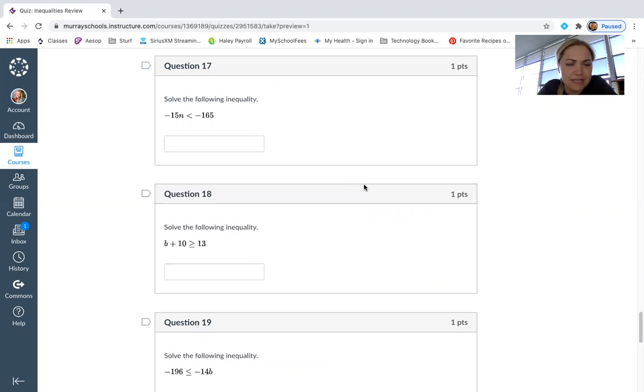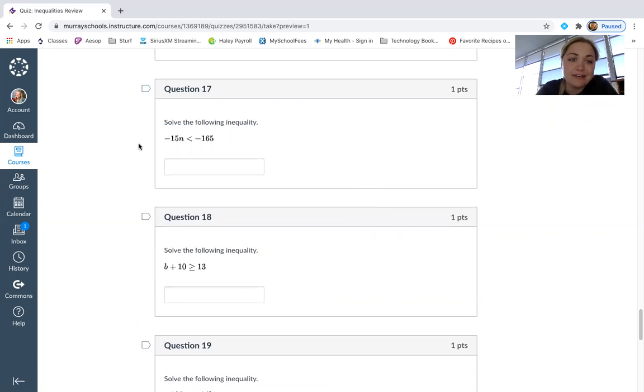All right, so there are problems like number 17. On number 17, it says solve the inequality. It's not asking you to graph it. So right here, the only thing I need to do is divide by -15 on both sides.